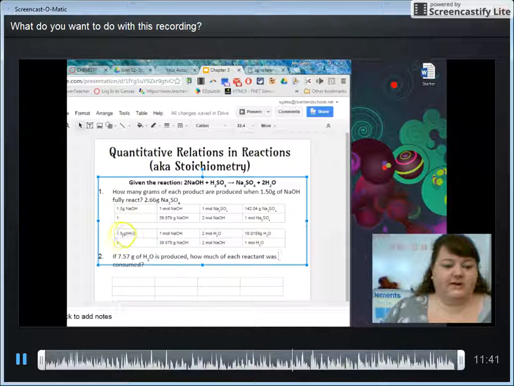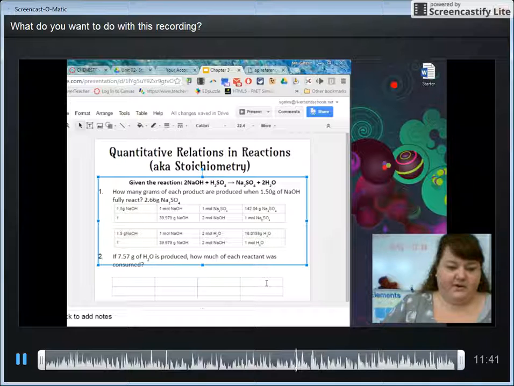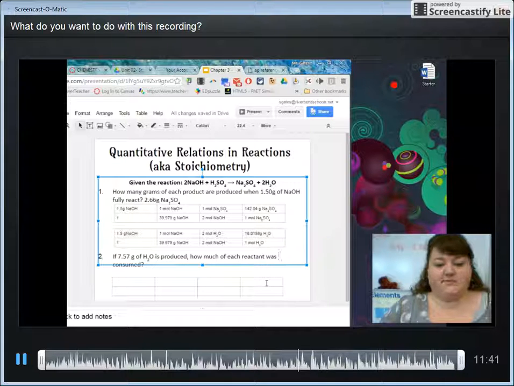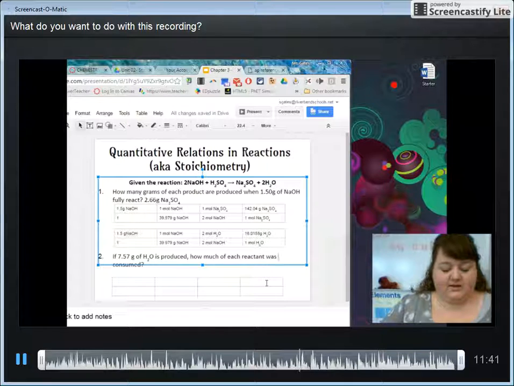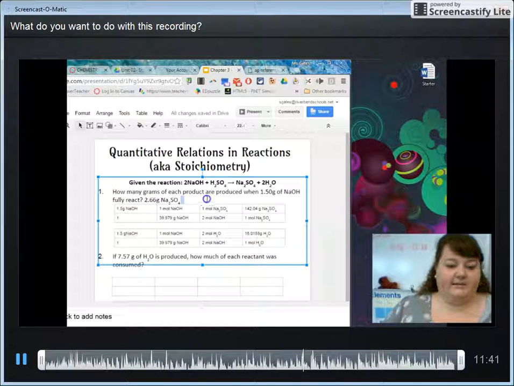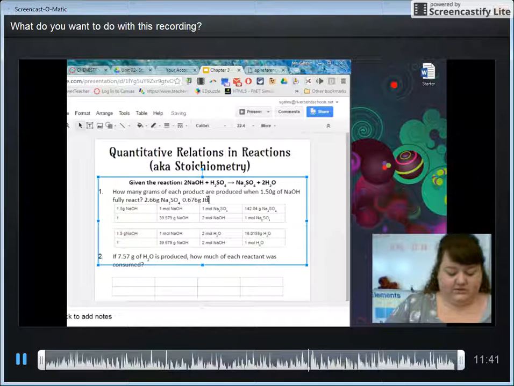Okay, and then we're going to do our calculations. So multiply by everything on top, divide by everything on bottom. So 1.5 divided by 39.979 divided by 2. Multiply by 2 is not going to change my number, so I'm going to skip over that, and then times 18.0158. So our other half of our answer would be 0.676 grams of H2O.